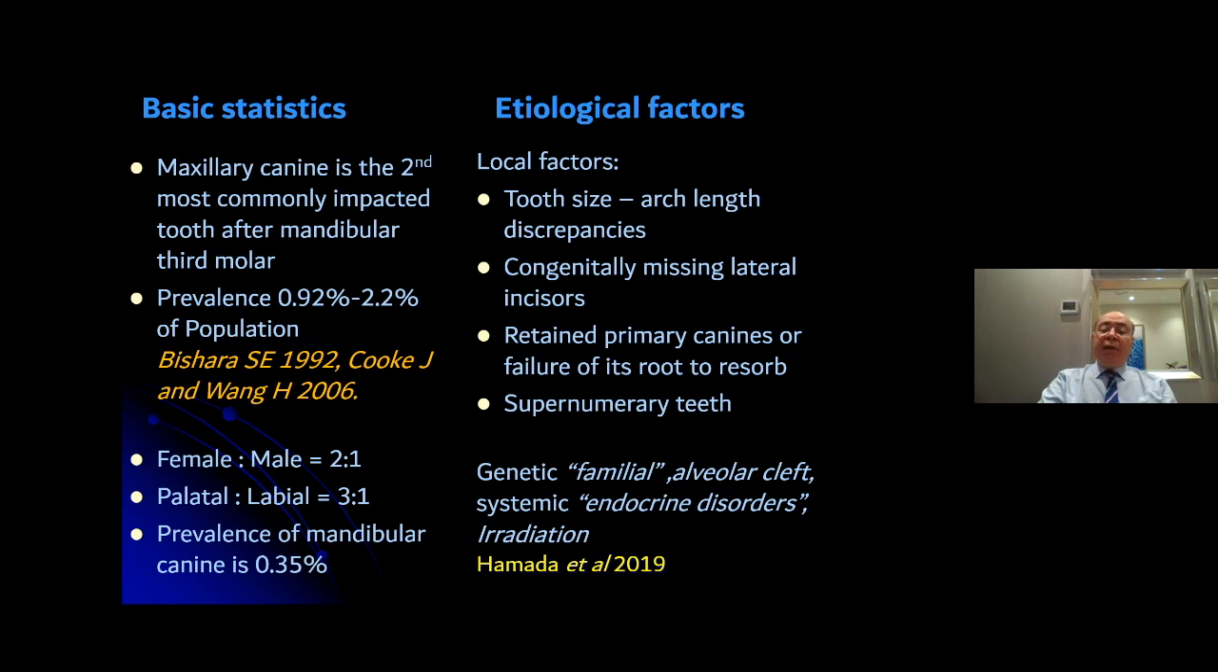Some systemic factors like radiation, endocrine disorders, and familial factors, it usually happens in siblings and family members. But again, these are all theories. None of them is actually a real fact, but some of them are more acceptable than others.